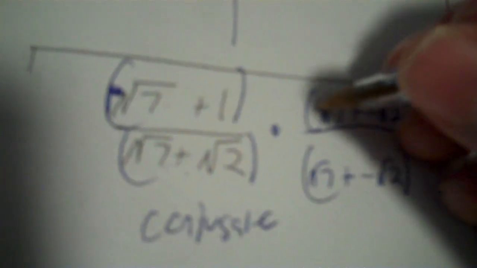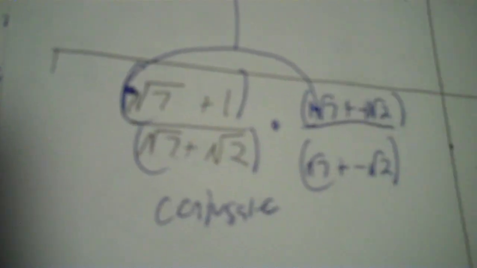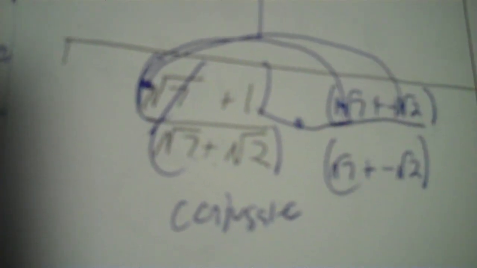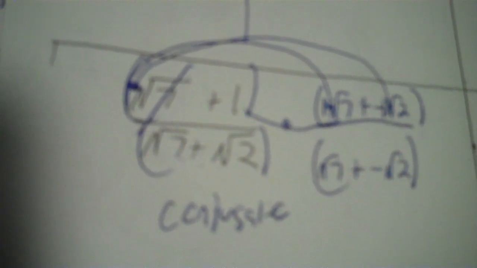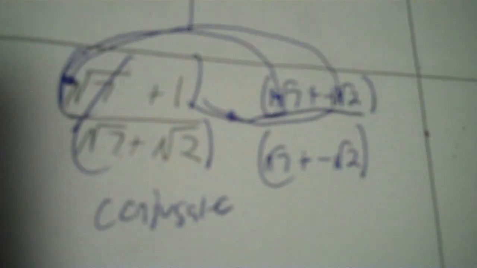Okay, and then it's the same thing. It's just a little bit longer. 1 times, 1 times, 1 times. So 1 times the square root of 7 times 1 times the square root of 7. Then 1 times the square root of 7 times negative 1 times the square root of 2. That's the end of that. Then 1 whole times 1 times the square root of 7. Then 1 whole times negative 1 times the square root of 2.